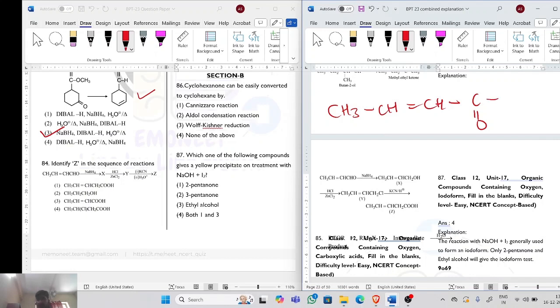So we have this reactant. Now, first of all, we are reacting with NaBH4. NaBH4 will reduce this aldehyde group to an alcohol group. Now, this is the product.